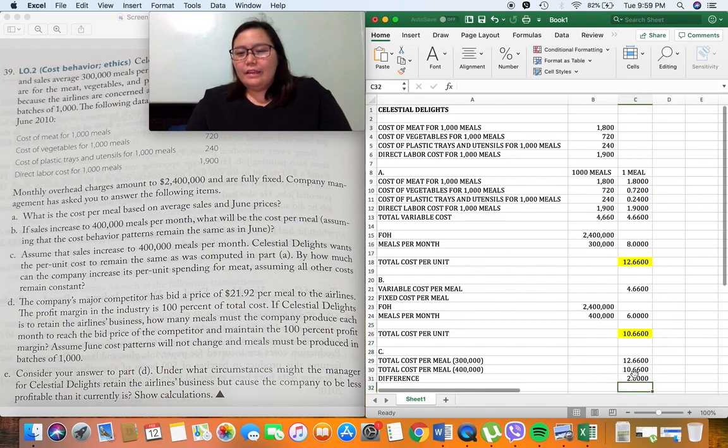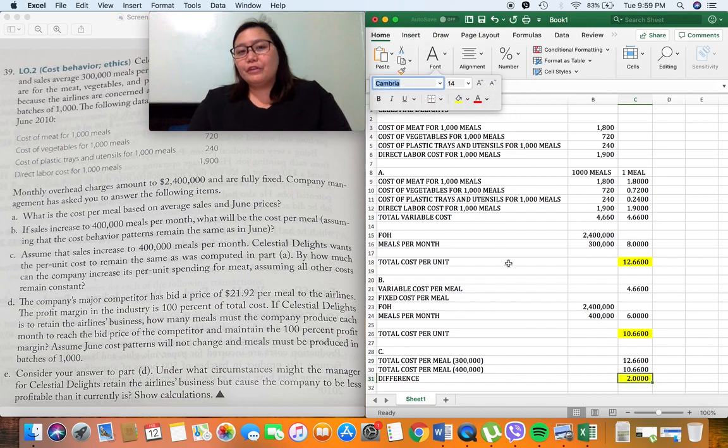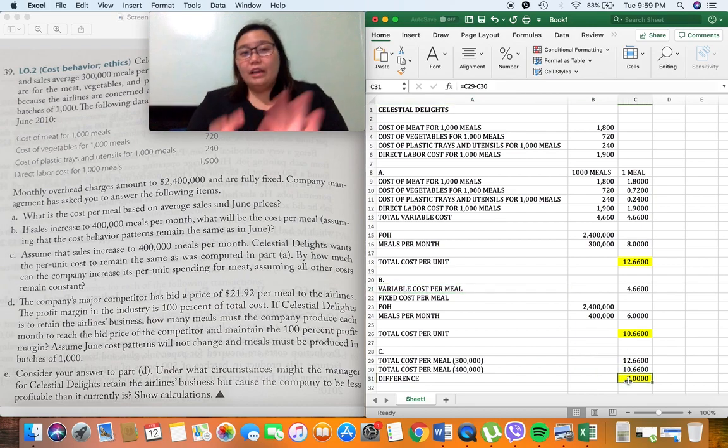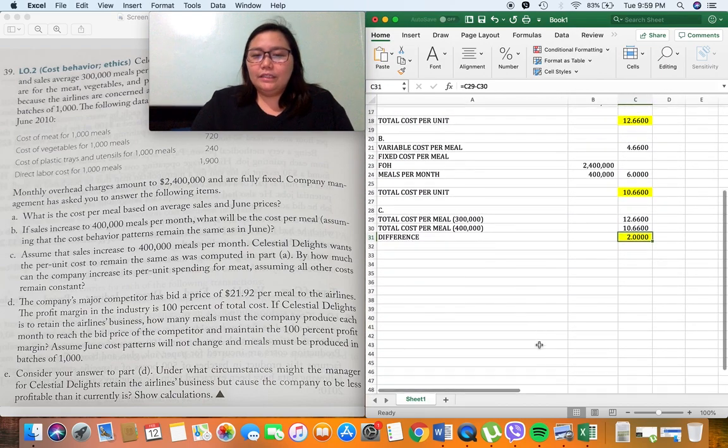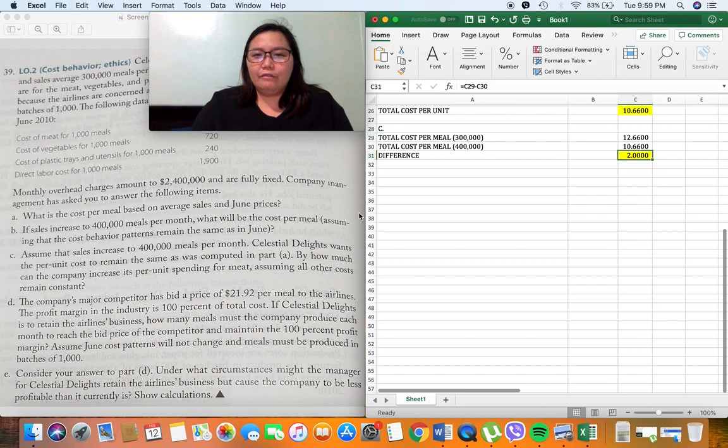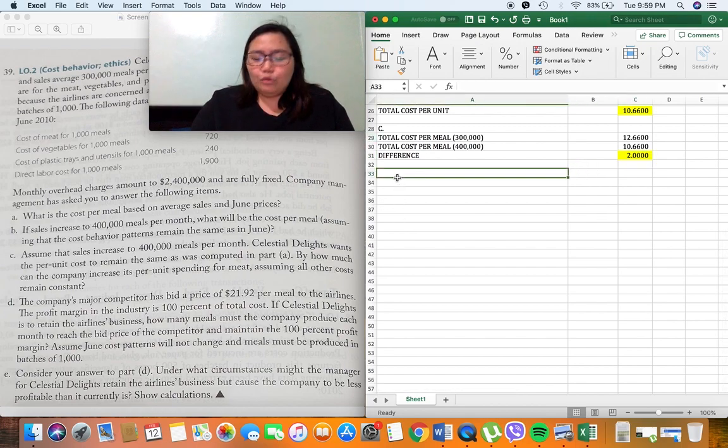So, basically, we can increase our spending for meat by 2 pesos for bigger portions, and we will retain the same total cost per unit as when we only produced 300,000 meals. Okay? Did you get it? Please read the questions carefully, because that's all you need to do. Aside from studying hard, of course. If you don't understand, pause and repeat. That's why we made a video, so you can watch it again and again.